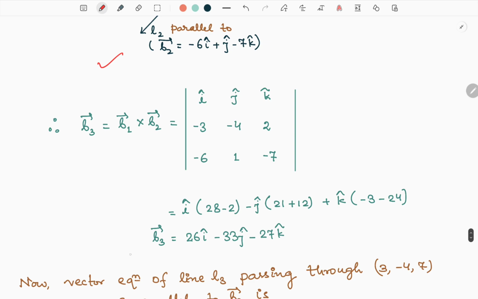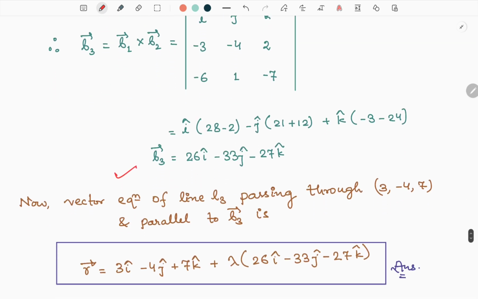And if you solve it, you will get b3 as 26 i cap minus 33 j cap minus 26 k cap. And this line L3 is passing through (3, -4, 7). So its equation will be 3 i cap minus 4 j cap plus 7 k cap. So the answer will be r vector is equal to 3 i cap minus 4 j cap plus 7 k cap plus lambda into 26 i cap minus 33 j cap minus 27 k cap. So this is the required answer.